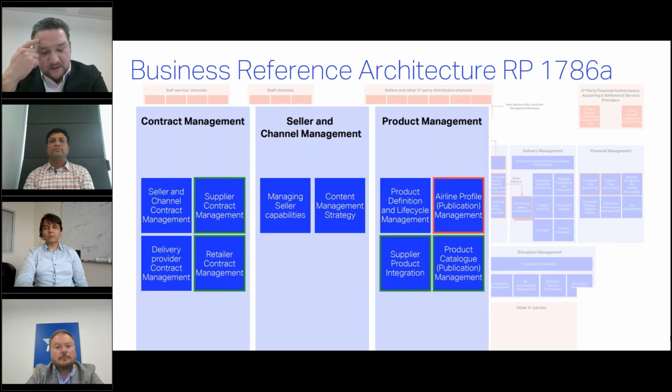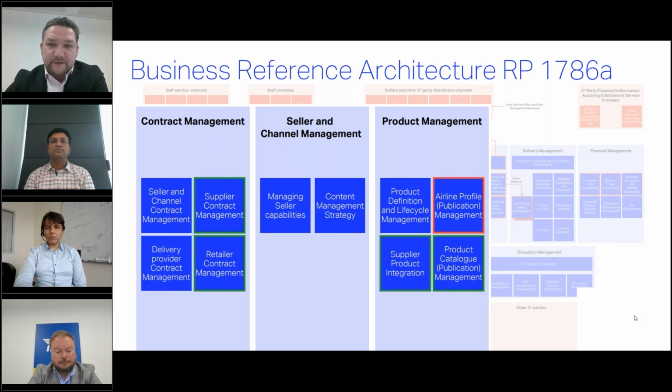If I continue with product management, if I look at the product catalog, as Andrei mentioned, we have a recommended practice that was recently adopted. But the requirements powering the product catalog are mainly coming from commercial distribution. So the business reference architecture will also allow us to identify requirements coming from either the financial space or the operational or delivery management space, that would enable the full end-to-end product catalog capability definition, I would say.